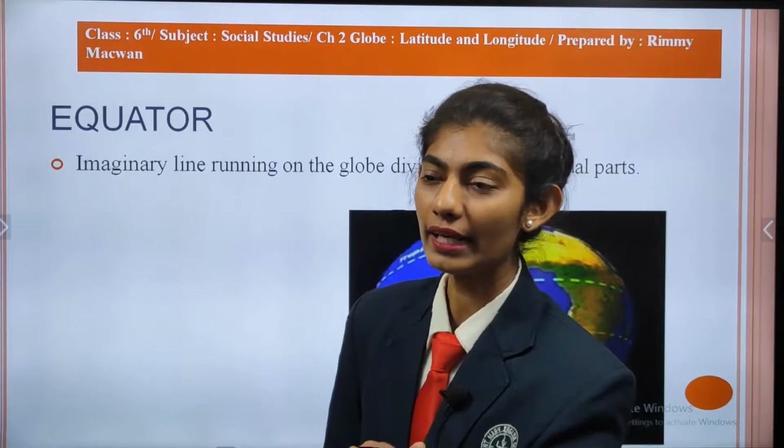All meridians are of equal length. So it was difficult to number the meridians, and hence all the countries decided that the counting should begin from the meridian which passes through Greenwich, where the British Royal Observatory is located. So this meridian is also called the prime meridian.